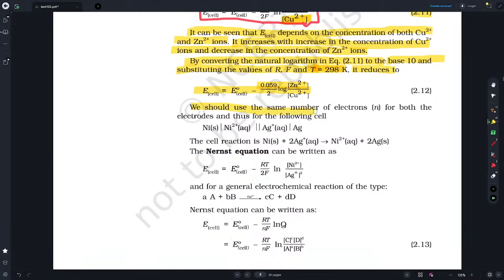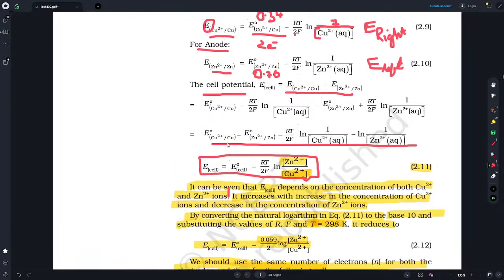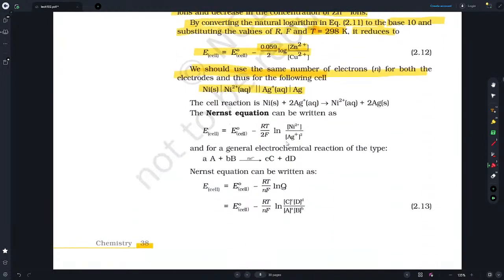We should use the same number of electrons n for both the electrodes in the following cell. In the example here, we see that copper is getting reduced via 2 electrons and zinc is also getting reduced via 2 electrons. So we take 2F. But what if, in this case, nickel needs 2 electrons whereas silver only needs 1 electron? Here we take 2 Ag. 1 Ag+ taking 1 electron, 2 Ag+ will take 2 electrons. So we can substitute 2 here. As for the concentration case, we square the single Ag+ concentration. By squaring, we will get the accurate value.